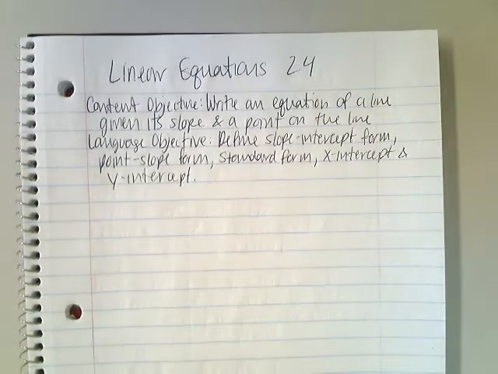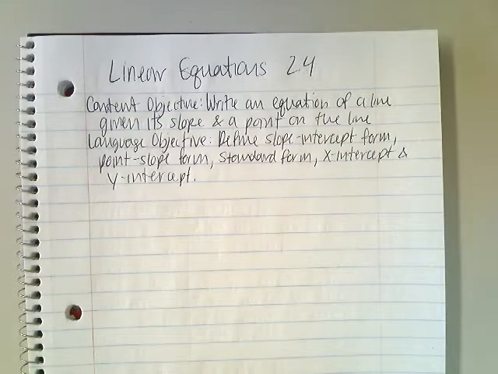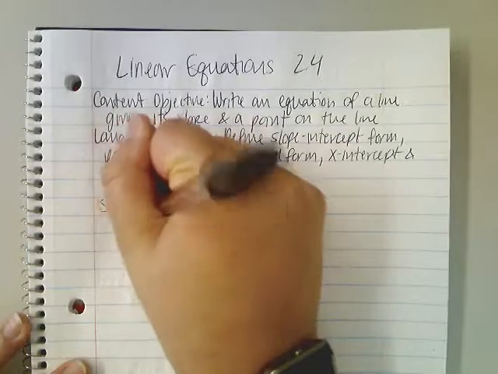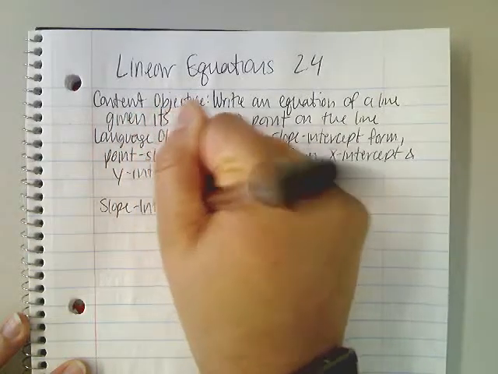Okay, so our notes today are on linear equations, and our objective is going to be to write an equation of a line given its slope and a point on the line. Our language objective will be to define 3 different forms that we can write our linear equation in, so slope-intercept form, point-slope form, and standard form, as well as our x and y intercept. So let's start by going over the different forms we can write our linear equations in.